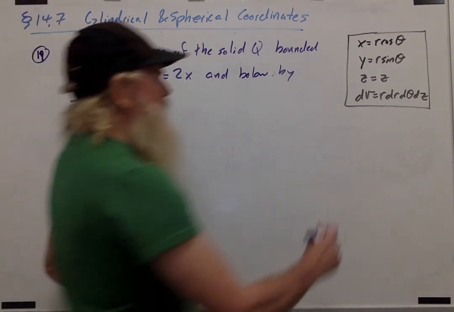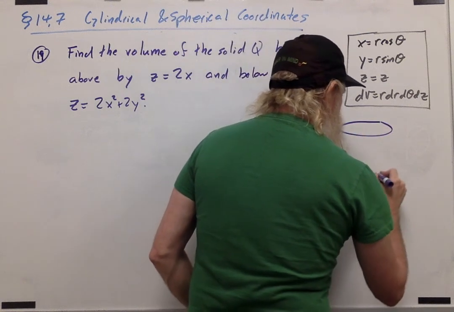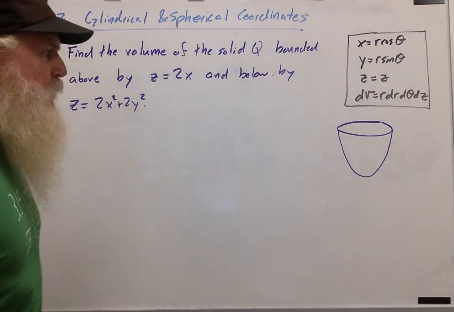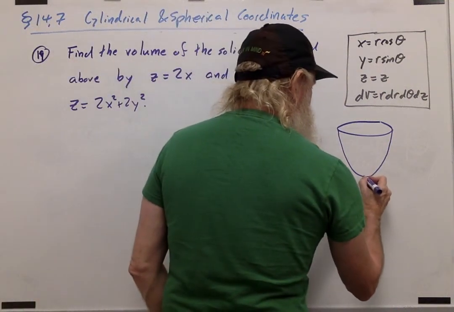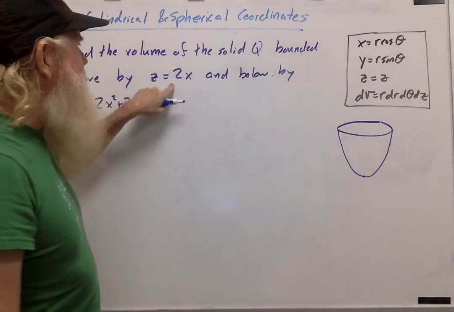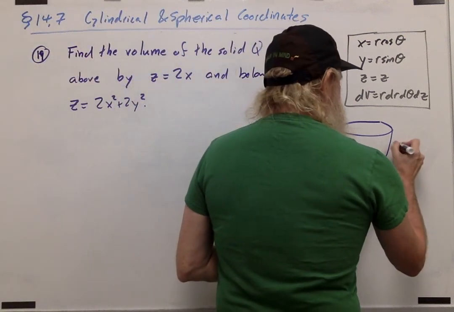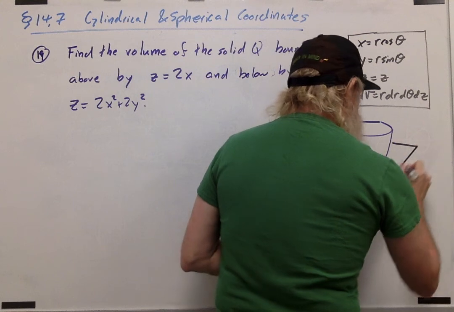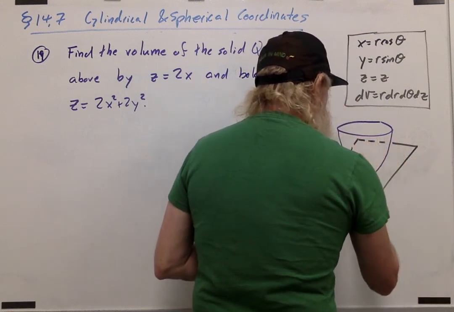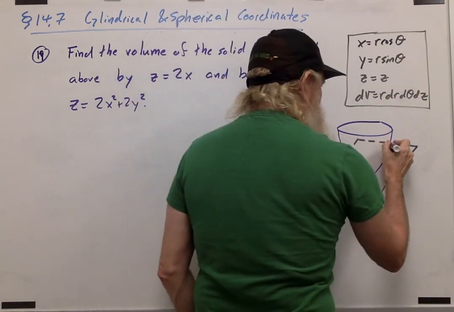Let's draw the paraboloid first. So we have an upward turned paraboloid. And notice that the origin is the vertex of the paraboloid, so the paraboloid does go through the origin. And cutting through that is the plane z equals 2x. So we have a plane at a slant. Let's say that it looks something like this, which is cutting down through the paraboloid.